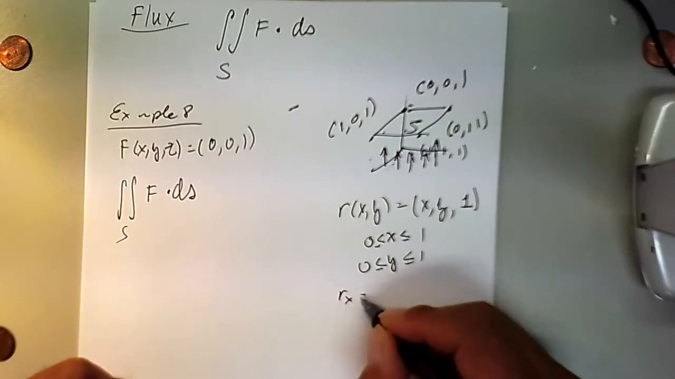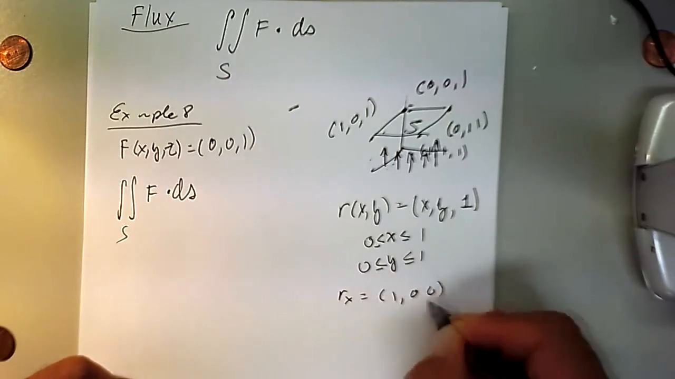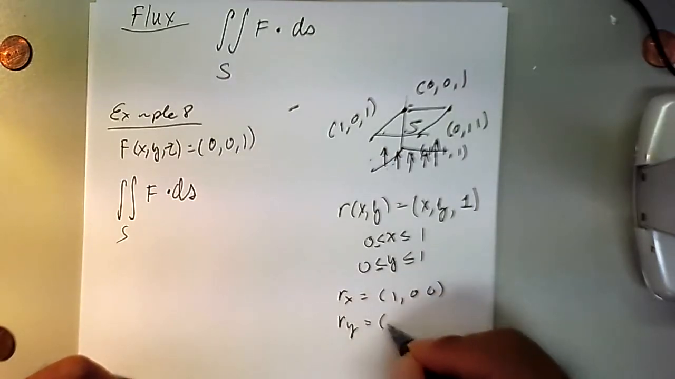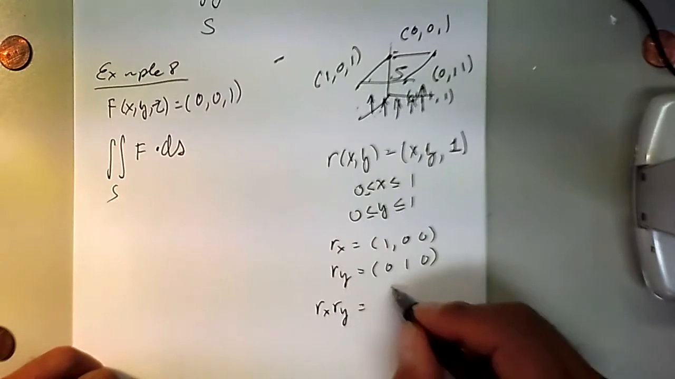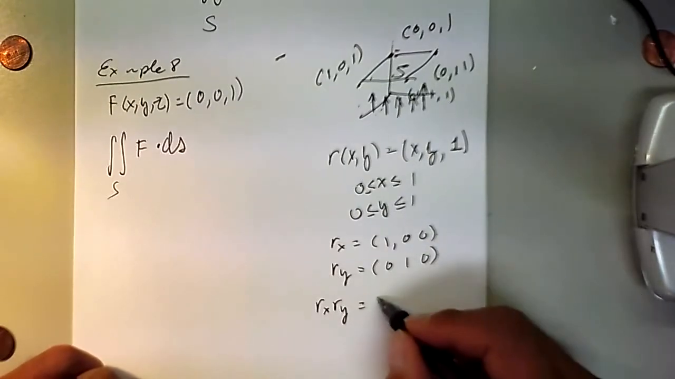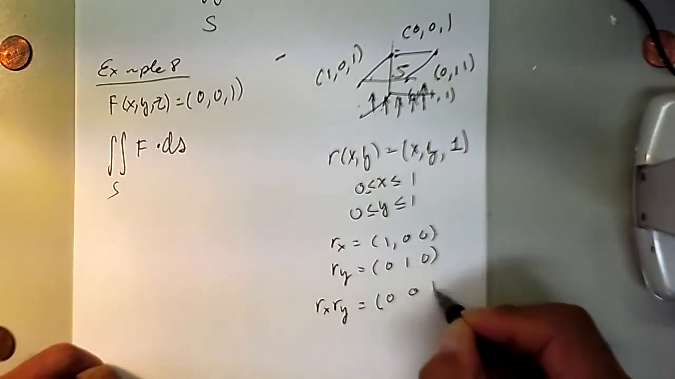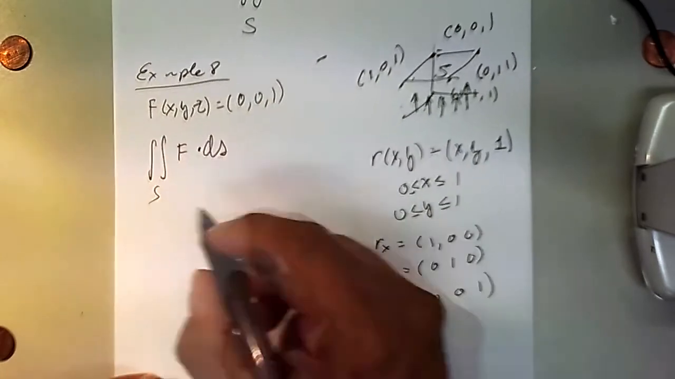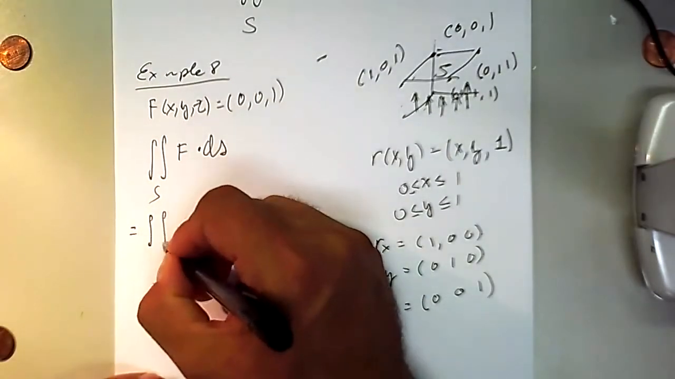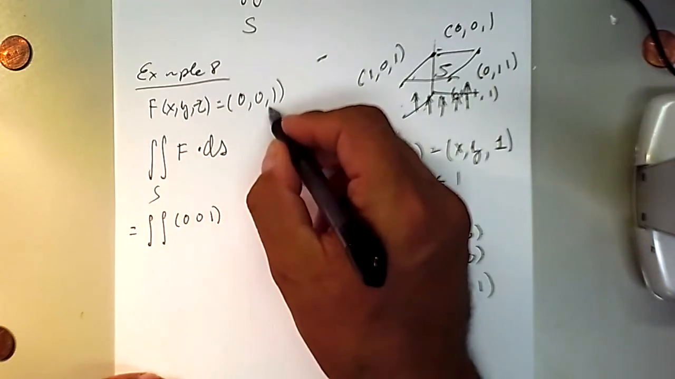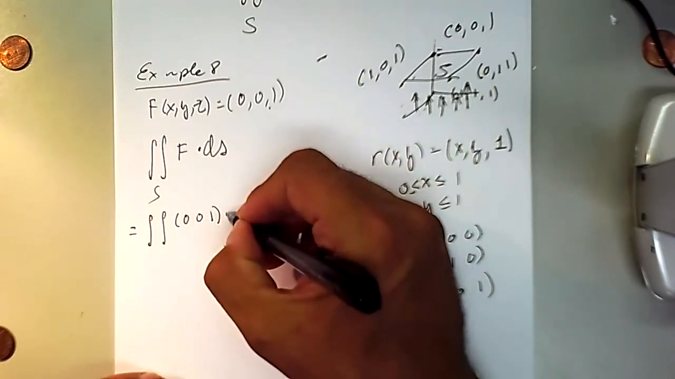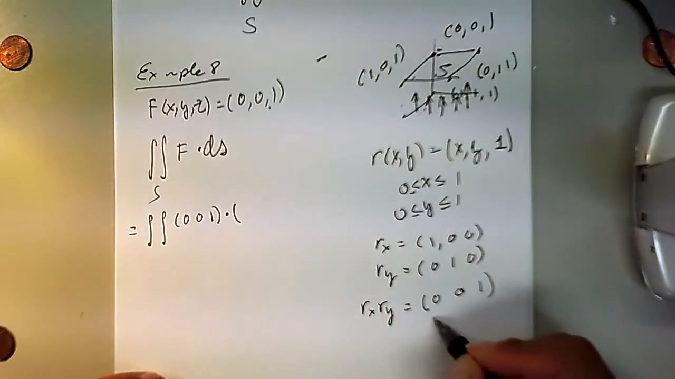R sub x is going to be 1, 0, 0. R sub y is 0, 1, 0. The cross product, as you guys know, this is i cross j, which is going to be k, 0, 0, 1. So we're going to have 0, 0, 1 for the field dotted with 0, 0, 1.